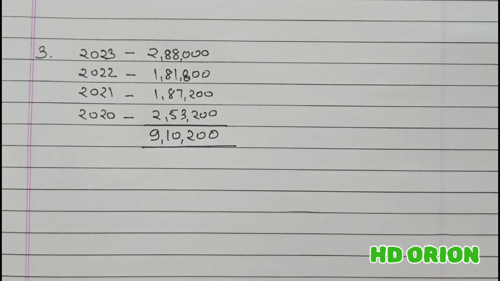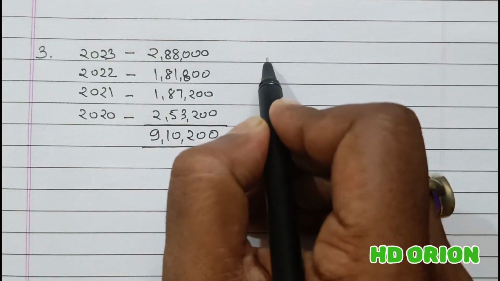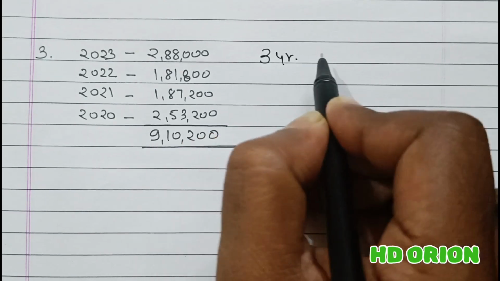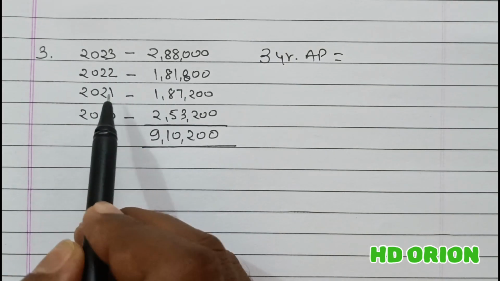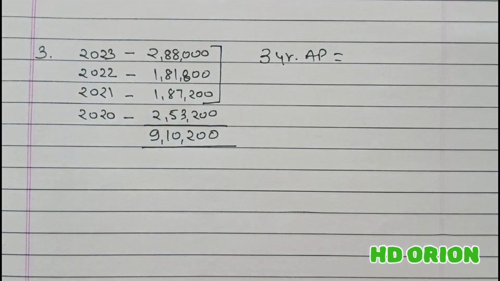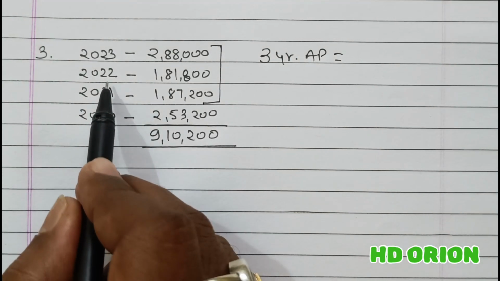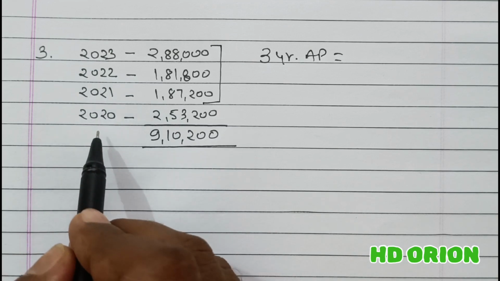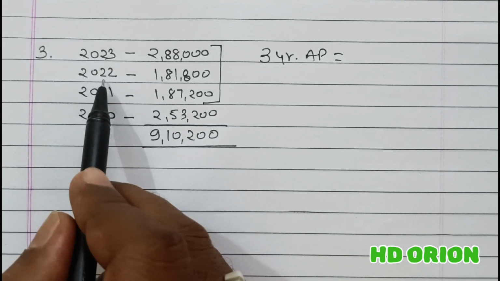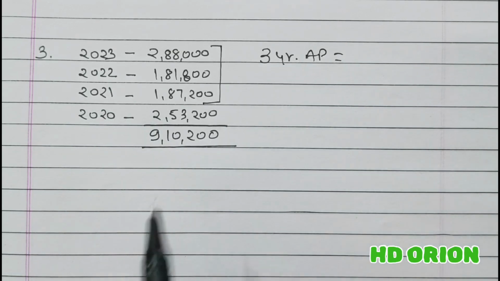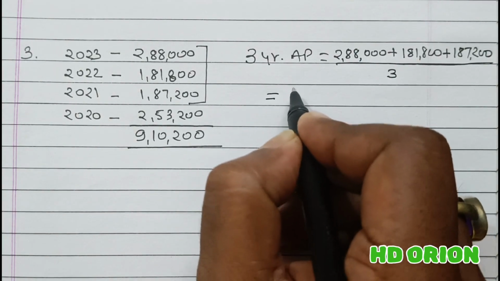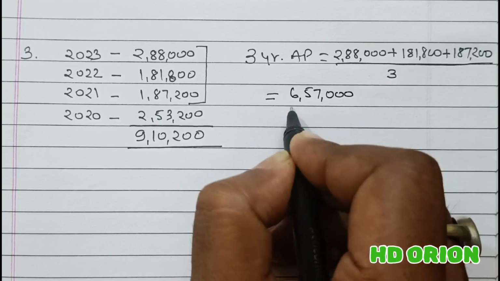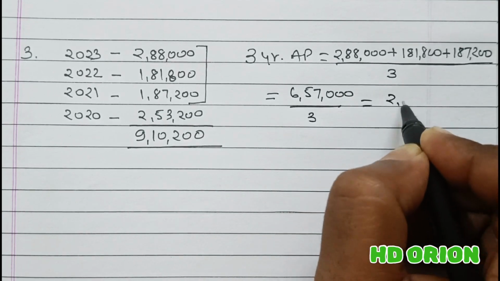But the question says that 3 years average profit we have to take or 4 years. So let us calculate 3 years. 3 years average profit. 3 years means which 3 years we will pick? Recent past, 23, 22, 21. These are the 3 years we have to take. We don't have to take 20, 21, 22 because that will be a remote past 3 years. But the recent past 3 years are 23, 22 and 21. So we will take average of this, which is equal to rupees 6,57,000 divided by 3. It is 2,19,000.